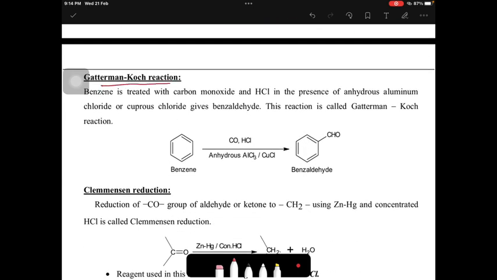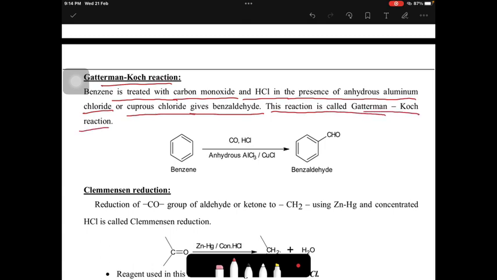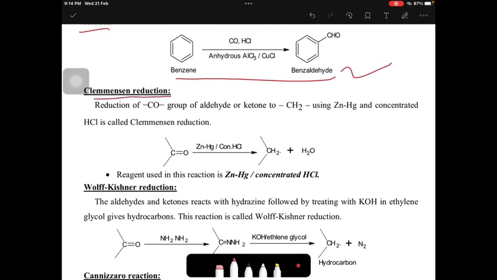Next, Gattermann-Koch reaction. Benzene is treated with carbon monoxide and HCl in the presence of anhydrous aluminum chloride or cuprous chloride and gives benzaldehyde. This reaction is called Gattermann-Koch reaction. The equation is given.